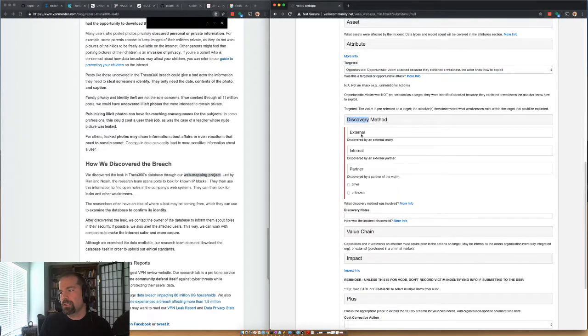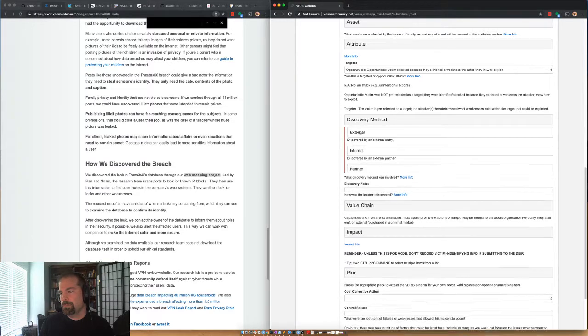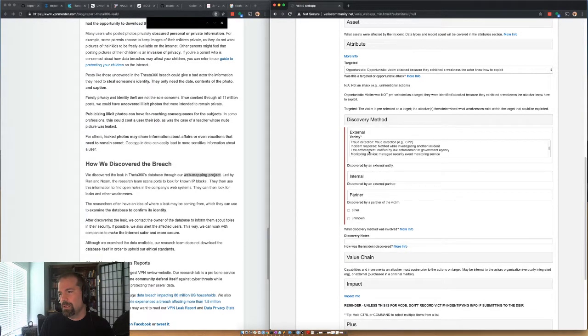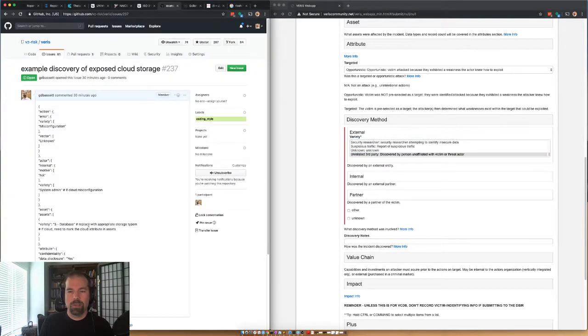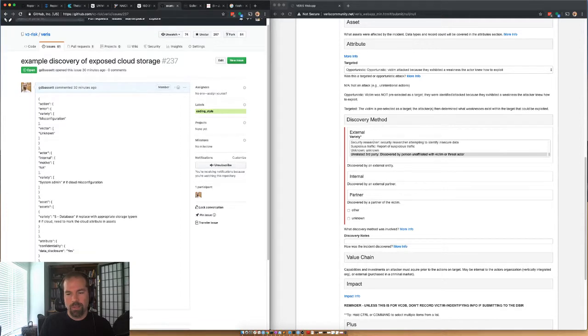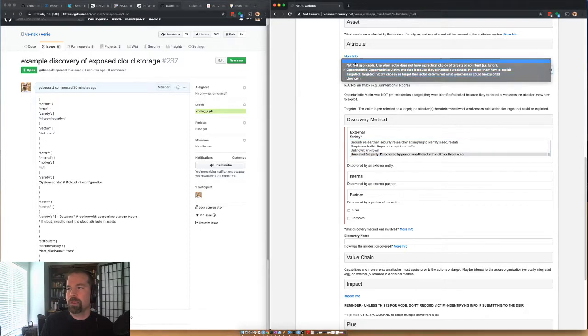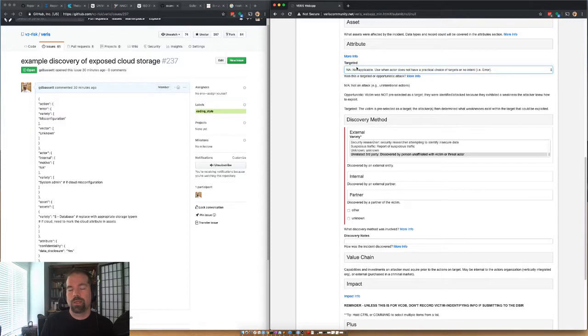Discovery method, external, unrelated third party, and that's consistent with our example over here. We had admin, we marked database, unrelated third party. In this case, oh, that's actually a good point, and this is why we want to have examples of coding styles, because I made a bit of a mistake. This should be not applicable, because I'm coding it.